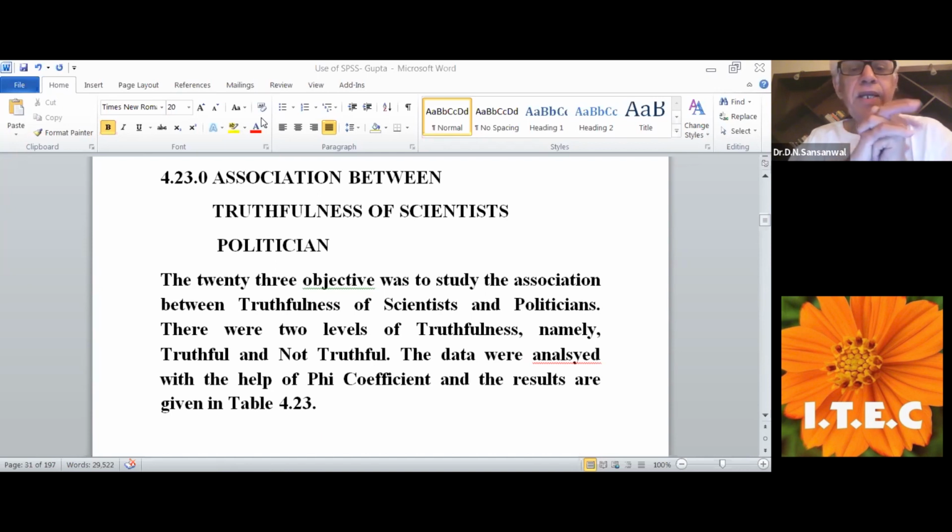No, variable is not the scientist. It is the truthfulness of the scientist and truthfulness of the politician. Scientist is not a variable. It is the truthfulness of scientist and politician.